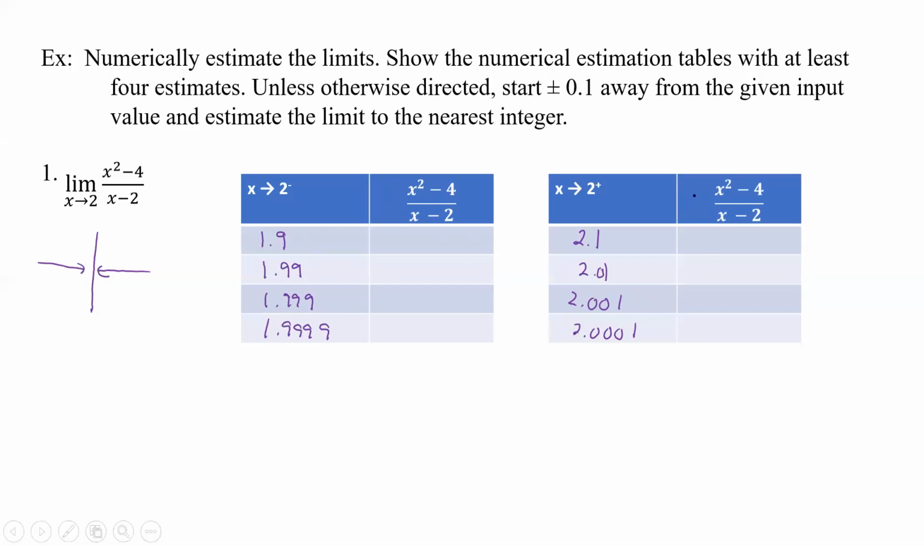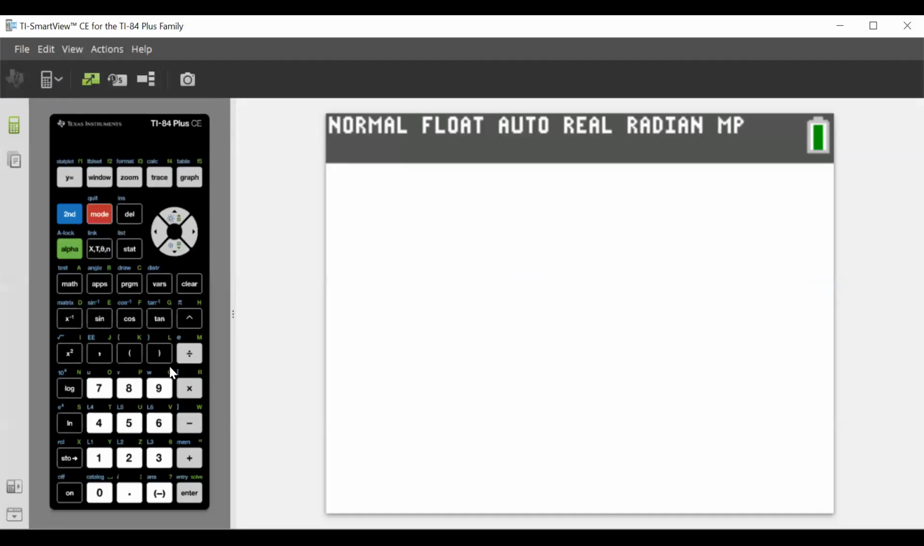And so what I'm going to do now is move over to our calculator, and I better write these down before I start that. We had the x squared minus 4 over x minus 2, and we're doing 1.9, 1.99, 1.999, and 1.9999, and 2.1, 2.01, 2.001, 2.0001. Okay, so now let's go to the calculator. That way I can get everything and then take it and record it back.